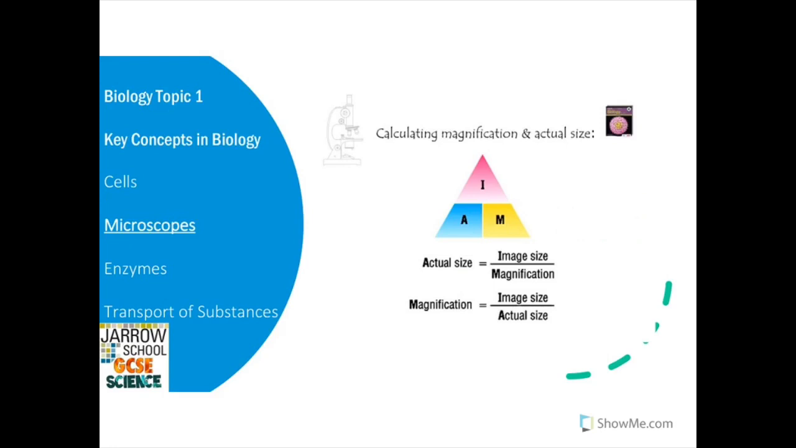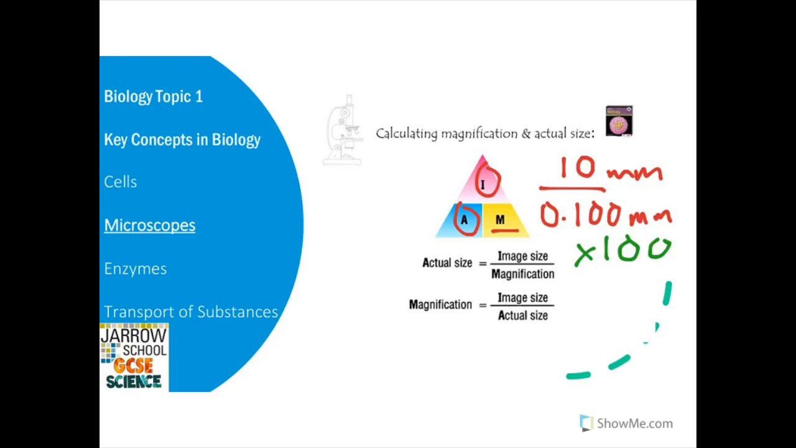Okay, so the first thing you need to do is make sure that both the image and the actual size are in the same unit. So if the image was 10 millimeters and the actual was 100 micrometers, that is actually 0.100 millimeters. So now all you need to do is divide the image by the actual to give you the magnification. Okay, so when you divide 10 by 0.1, you're going to get a magnification of times 100.